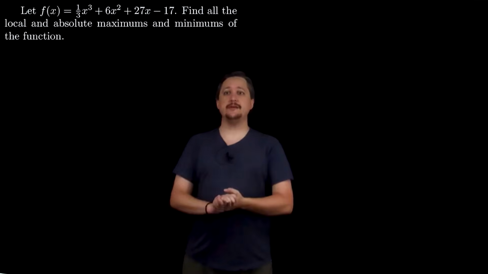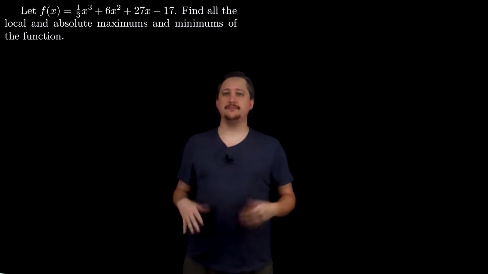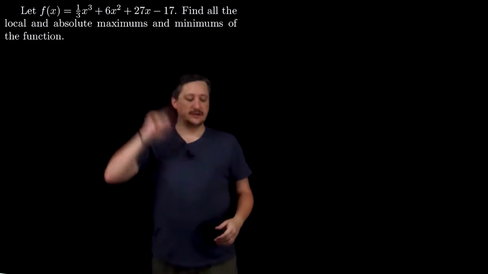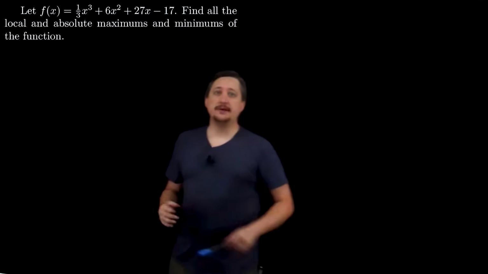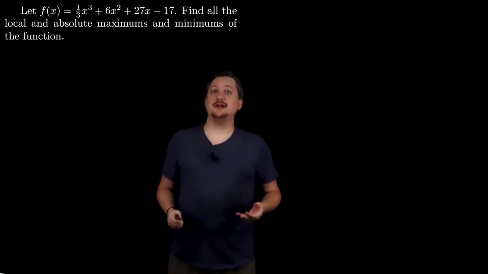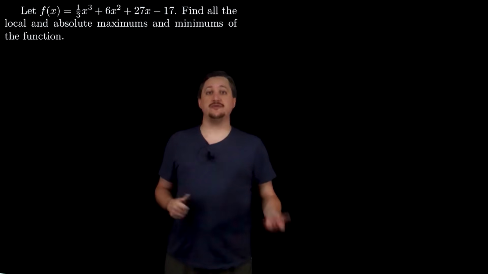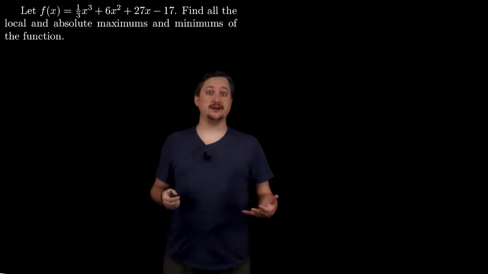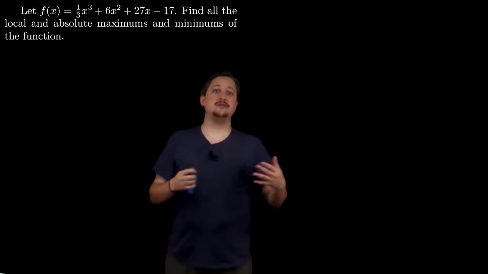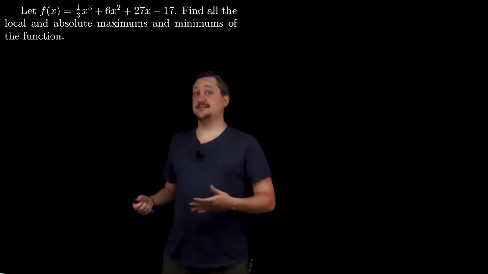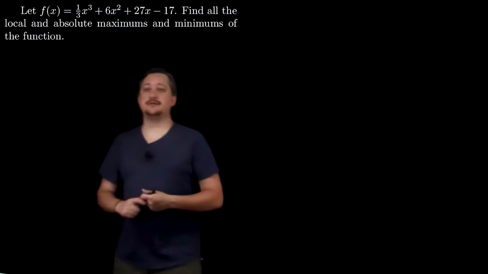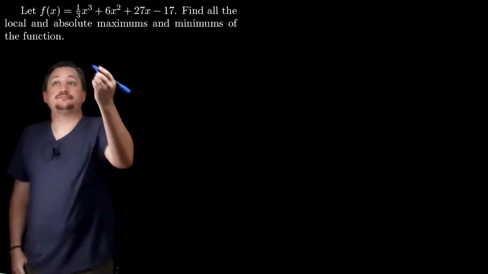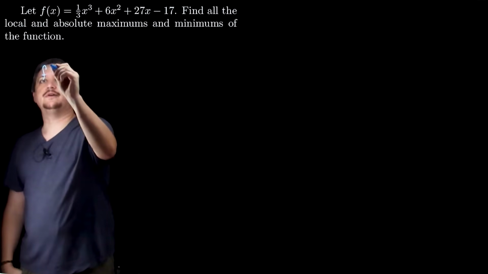Hello. So in this example, we are finding max and mins, local and absolute. So we're given a nice polynomial. First step is to take the derivative so that we can check where the derivative is 0, which are the critical points, but we want to find really where the derivative changes sign, right? So we're going to take the derivative, factor what we get, make a sign chart so that we can find these parts. Okay, so start with finding f prime.